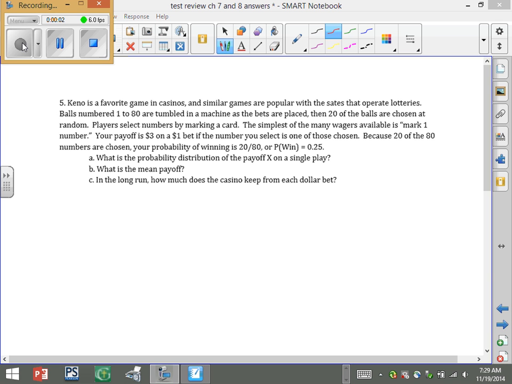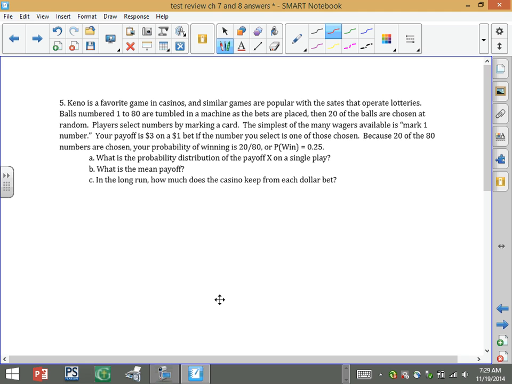Look at the second half of this review sheet. So Keno is a game that's in the casinos. It's basically you sit around and you mark a card, you mark a number, they pick 20 balls, and so basically the probability you win is 20 out of 80 or 0.25. So well, look, what's the payoff distribution?